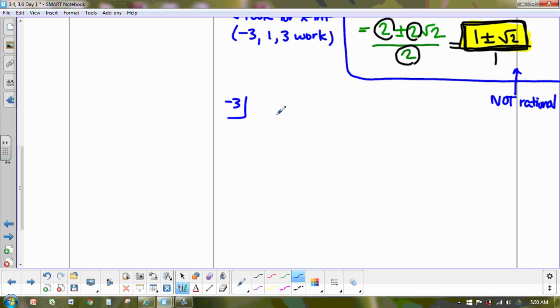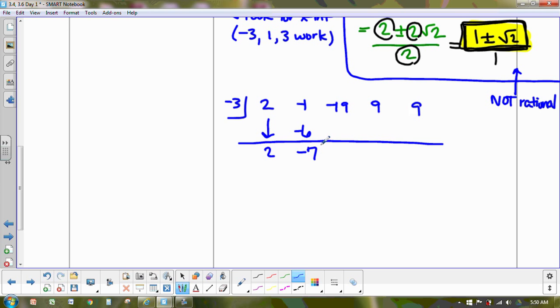So if I just pick negative 3, I need to make sure that I have all the terms and that they're in order. And I do, so I write all my coefficients: 2, negative 1, negative 19, 9, and 9. I break down the 2. I multiply and get negative 6. I add and get negative 7. I multiply and get 21. I add and get 2. I multiply and get negative 6. I add and get 3. I multiply and get negative 9. I add and get 0.